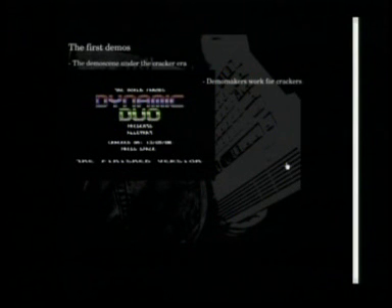On this picture, you can see the first example of the raster bars. It is the Dynamic Duo crack intro. Actually, it is their only cracker intro. I guess you know Dynamic Duo. There was a very famous crack group back in the 80s.